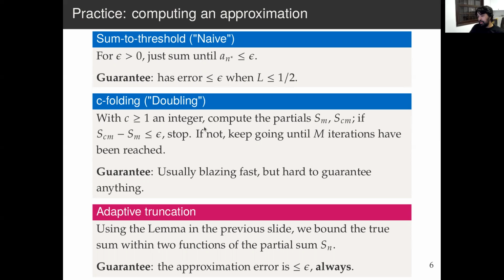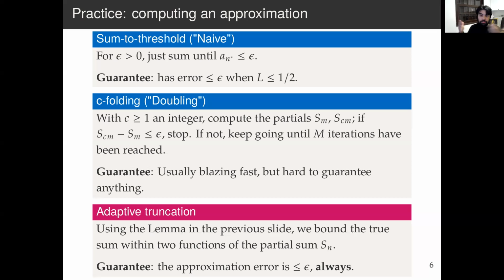A second thing that you can do is what we call doubling, which basically amounts to you sum up to n, then you sum up to, let's say, 2n, and then you compare these two partial sums. If their difference is less than epsilon, then you stop. If the difference is bigger than epsilon, then you go to 4n, and you keep doing that up to a boundary of how many iterations maximum you're willing to do. That's what we call C-folding, because you don't necessarily need to double.